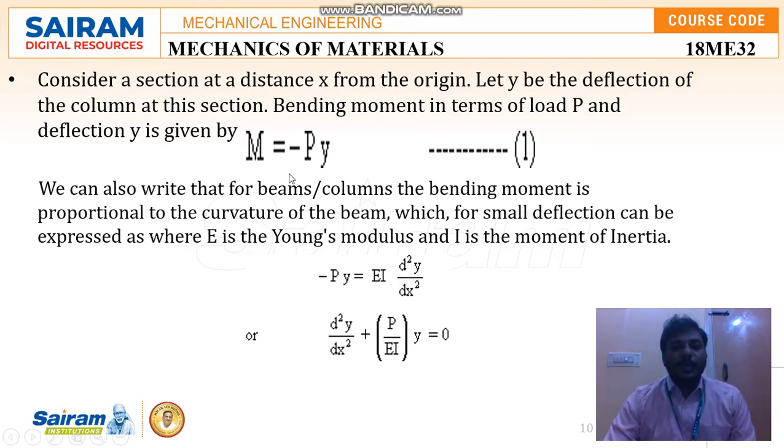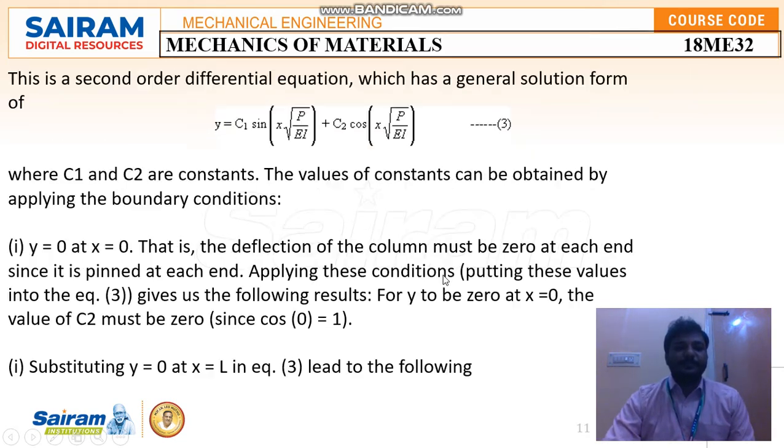So we can write P and y, the load and deflection. Instead of the bending moment, when we consider the curvature, the radius of curvature of the beam gives E I, Young's modulus into I, times d square y by dx square. By moving this term to the other side, the negative becomes positive, and we get d square y by dx square plus P by E I into y equals 0. This is how we rewrite this equation.